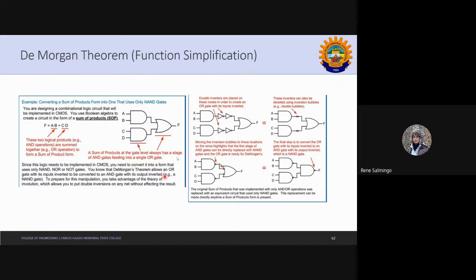So what else? We have converting sum of products into one that uses NAND gates. For example, we have this function: A and B, and you have C and D, and F. The last part is you will use OR. So this is the OR symbol, and this is implemented also by using this one.